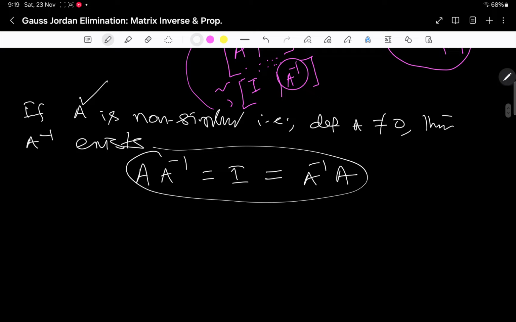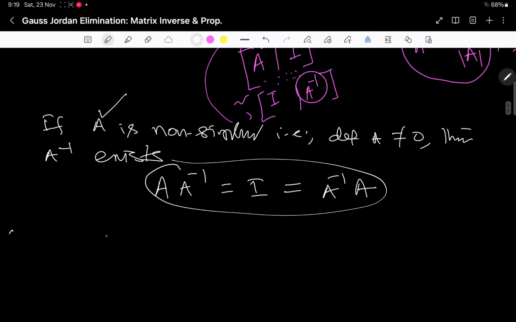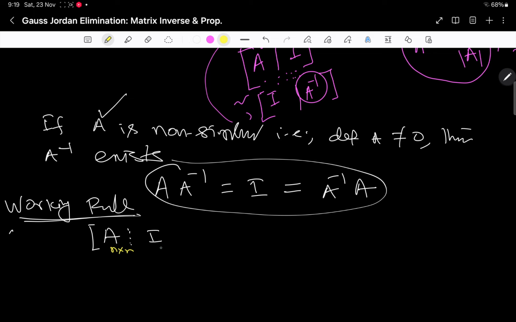What is the technique of Gauss-Jordan elimination? What is the working rule? You are given a matrix A. You draw a line here and you write the identity matrix of same order. If this is of order n cross n, you write the n cross n identity matrix.